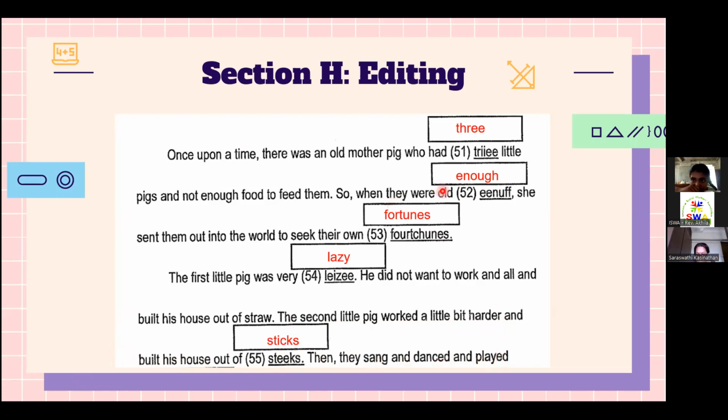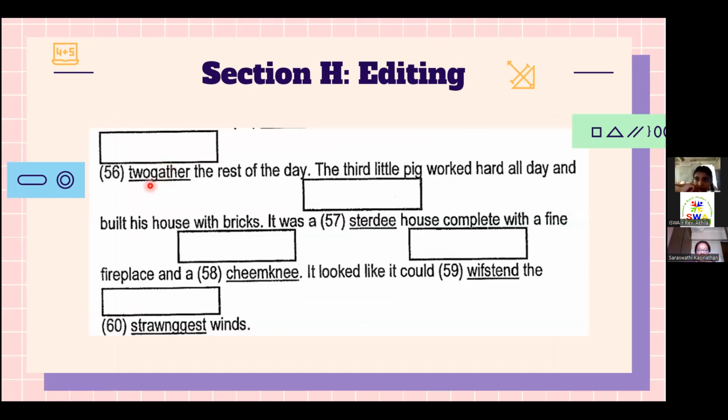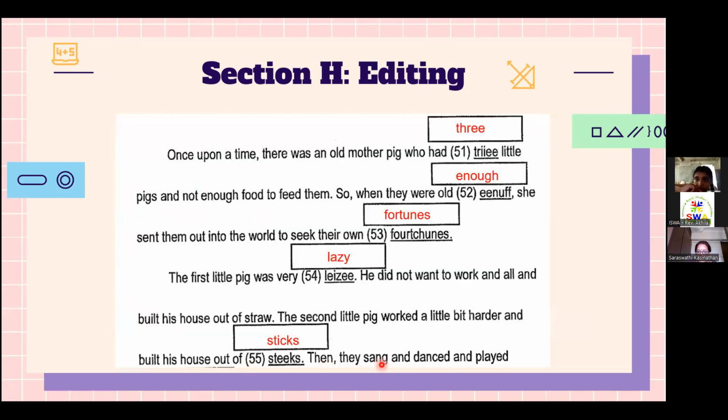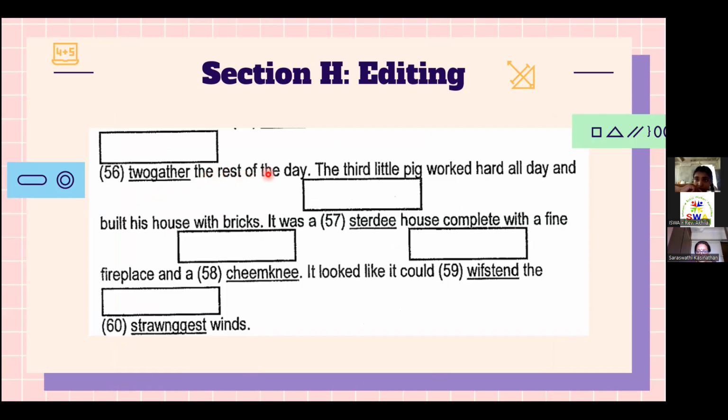All right. So children, one of the most important components of editing is spelling. So if this is something that is done at home, or if you can use a dictionary, please use a dictionary to find the correct spelling. If not, sound it out. Sound the words out and spell them. All right. Next. Together, sorry, children. Okay. Then they sang and danced and played together the rest of the day.